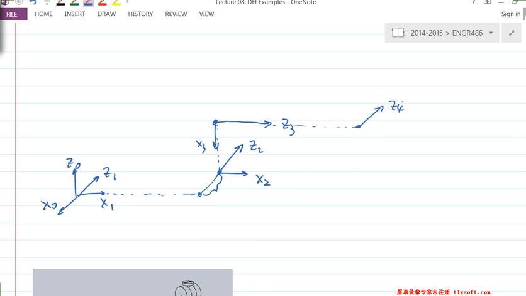And the last frame is, you go from this origin a little bit forward here up to this location. Then you have the Z6. And X6, we choose pointing this way here. That's it, right? That's all the frames that we assigned according to our choices.